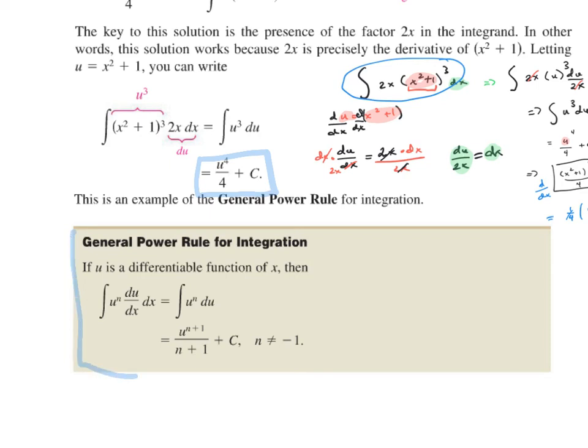So that gives us the general power rule for integration. It says the integral of u to the n times du dx times dx is the integral of u to the n du. It just says integrate, just like you know how to do. But the one thing you want to do is never forget to back substitute for u. Make sure your final answer is in terms of x's, not u's.